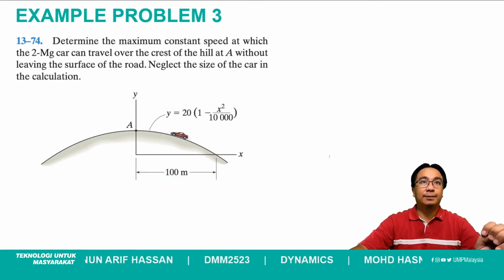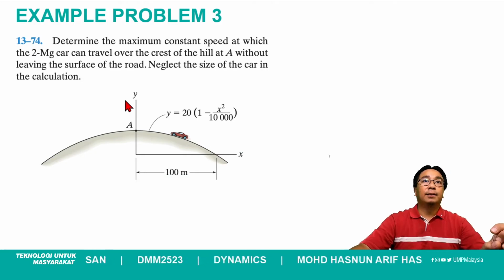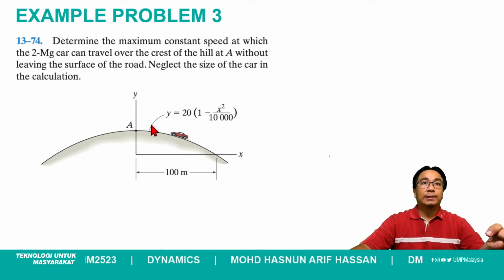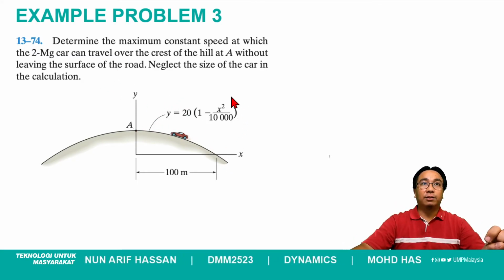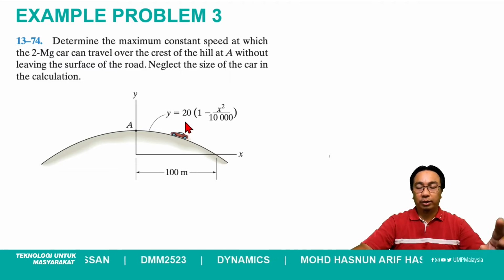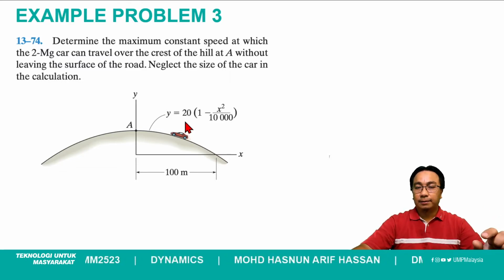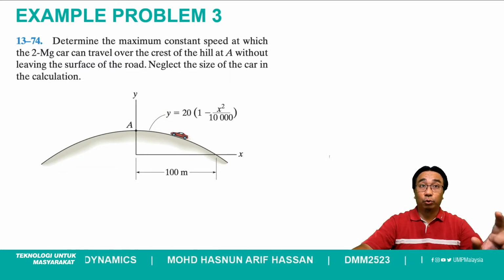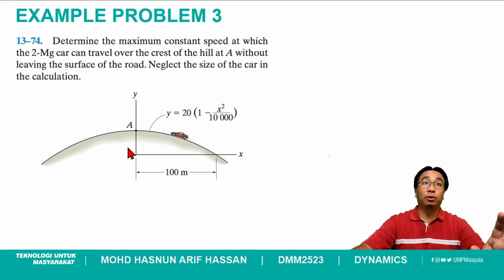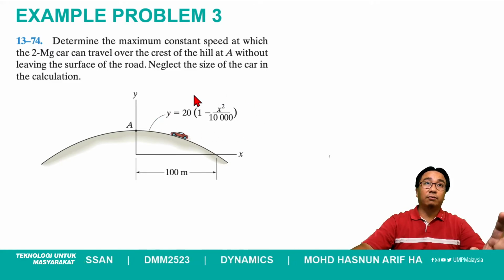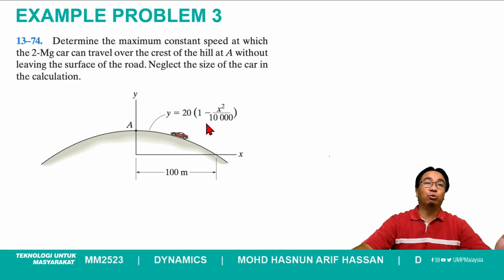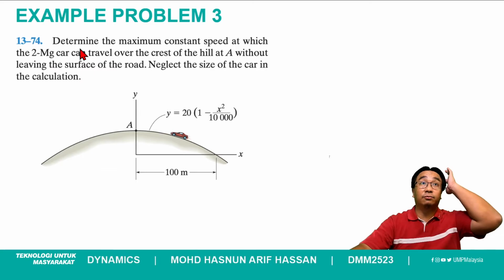Okay, let's look at the next example where we have the function of the path given. Therefore, you don't have the rho. The value of rho is not given, so we have to use the function of the path to find the value of rho. Okay, let's read the question first.